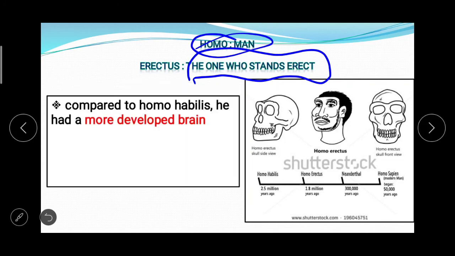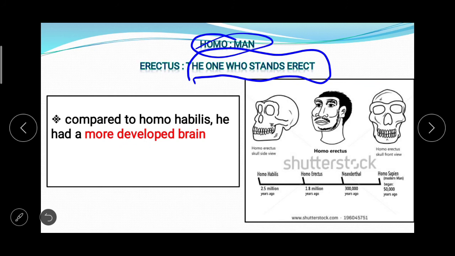Compared to Homo habilis, he had a more developed brain. Humans of the Homo erectus species lived in groups. Like today we are living in societies. अलग अलग society में हम रहते हैं, साथ में रहते हैं. And today man is a social animal. हम society के बिना नहीं रह सकते. So it was started with the Homo erectus.